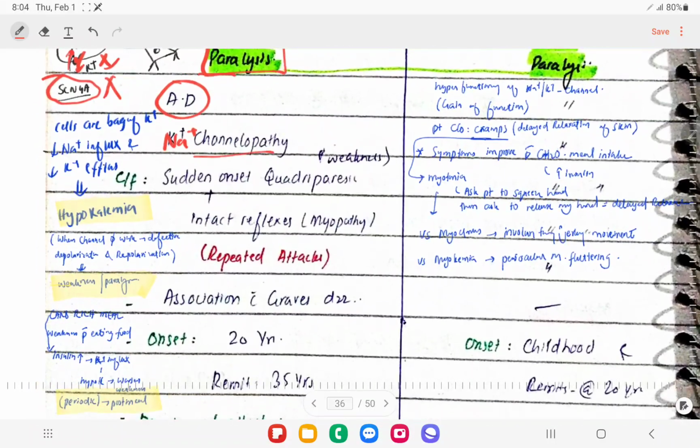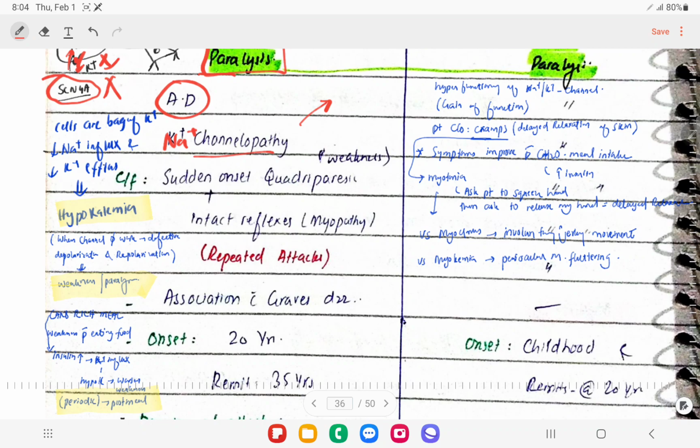And these symptoms usually get worsened by food intake, right? When they eat food, what's going to happen? Insulin is going to be released. When insulin is released, it is going to internalize the potassium into the cell, right? These patients already have hypokalemia, and when insulin internalizes the potassium into the cell, the hypokalemia is going to get worsened. So these patients will have the symptoms of hypokalemia, right?